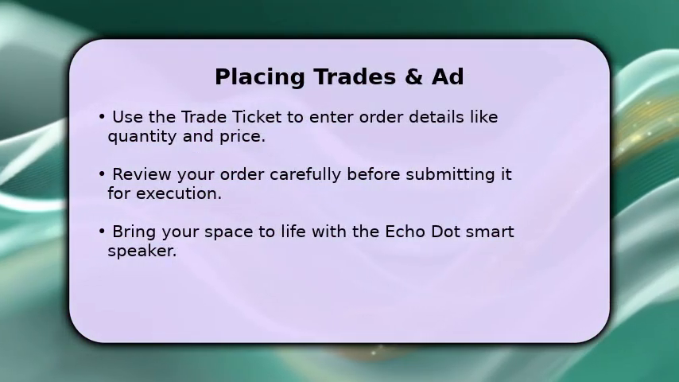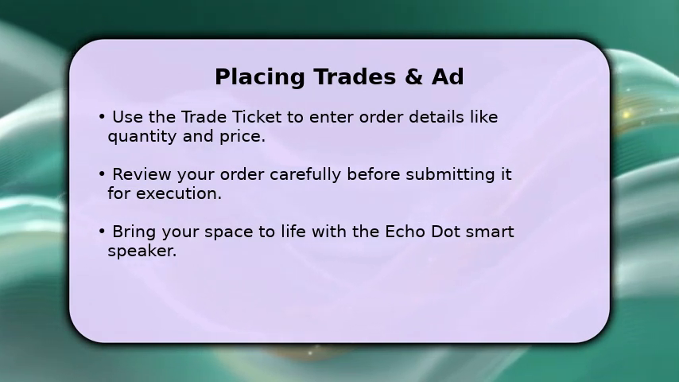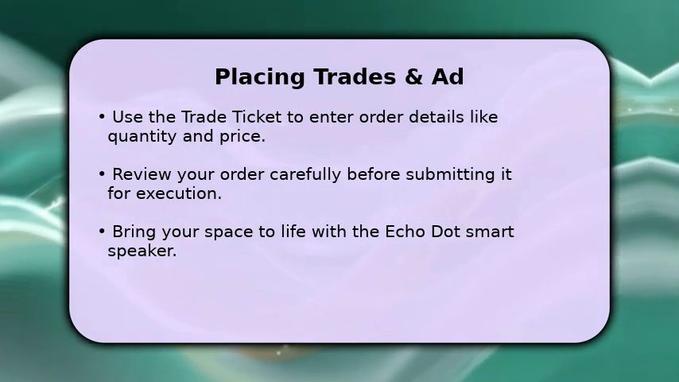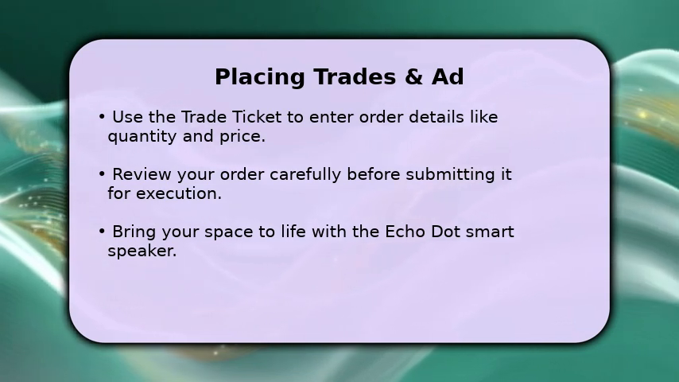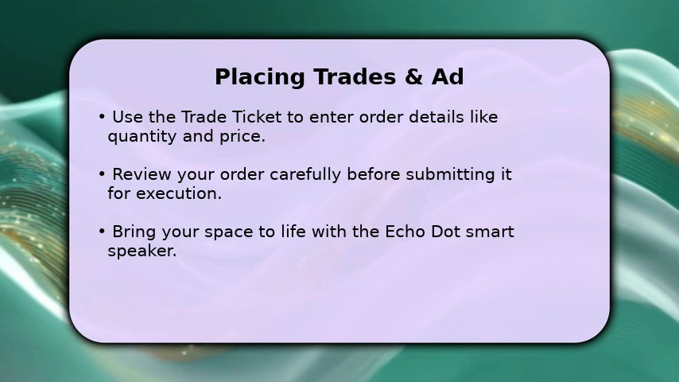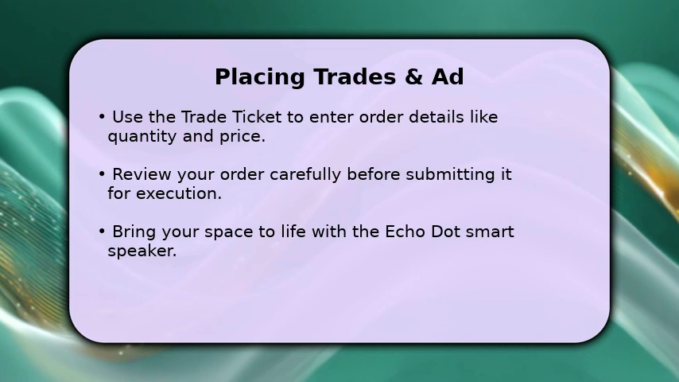To place a trade, open the trade ticket window. Here, you'll input the stock symbol, quantity, order type, and price. Always double-check all the details before clicking Place Order to ensure accuracy. Active Trader Pro provides real-time data to help you make informed decisions.